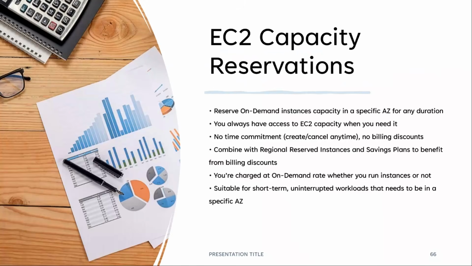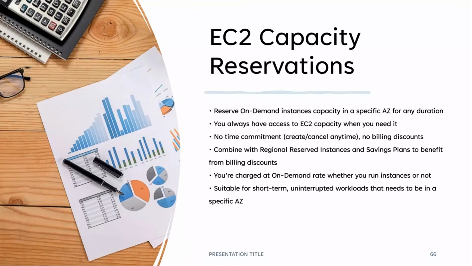Now EC2 capacity reservations is another technique which says: reserve on demand instances capacity in a specific AZ for any duration. This is kind of a tricky thing. You reserve some on demand instances for a specific AZ for a duration. You are not reserving it for a particular 1 year or 3 year, you are not specifying a particular hardware, or going for a savings plan. You are just saying, I want these on demand EC2 instances in this particular AZ, for example US East 1. You will always have access to EC2 capacity when you need it.